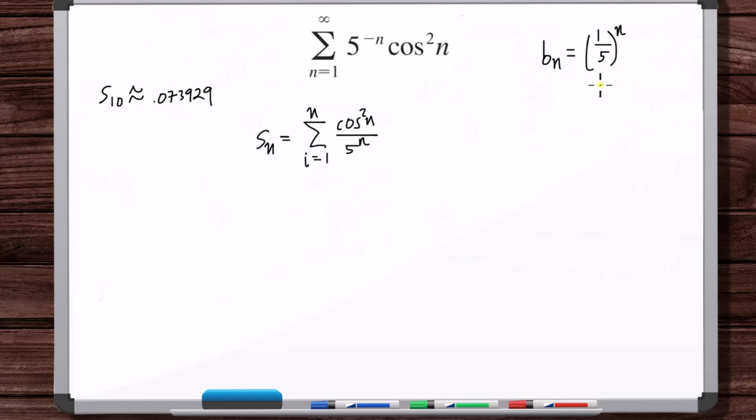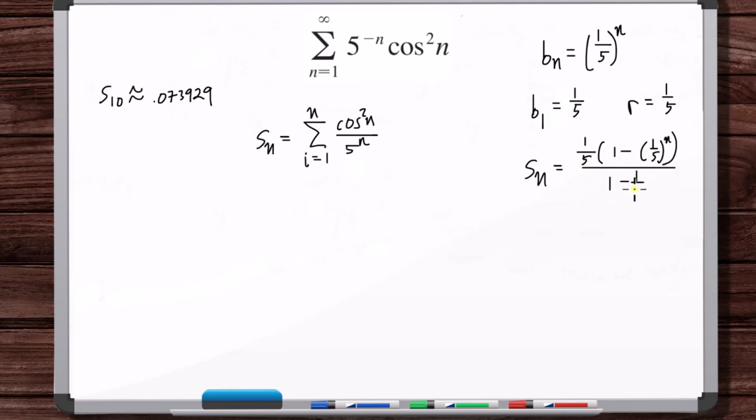Okay, with the geometric series here, we were able to use mathematical techniques to determine the actual S sub n, not a summation. So what's the first term here? B sub 1 is 1/5. Okay, r is equal to 1/5. So S sub n, we might not need S sub n, is the first term times 1 minus r to the n over 1 minus r.